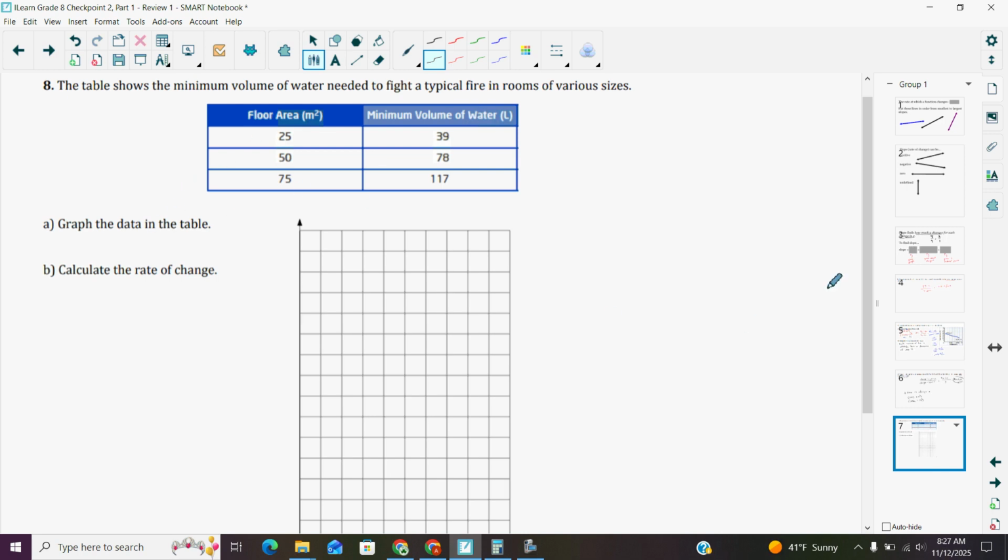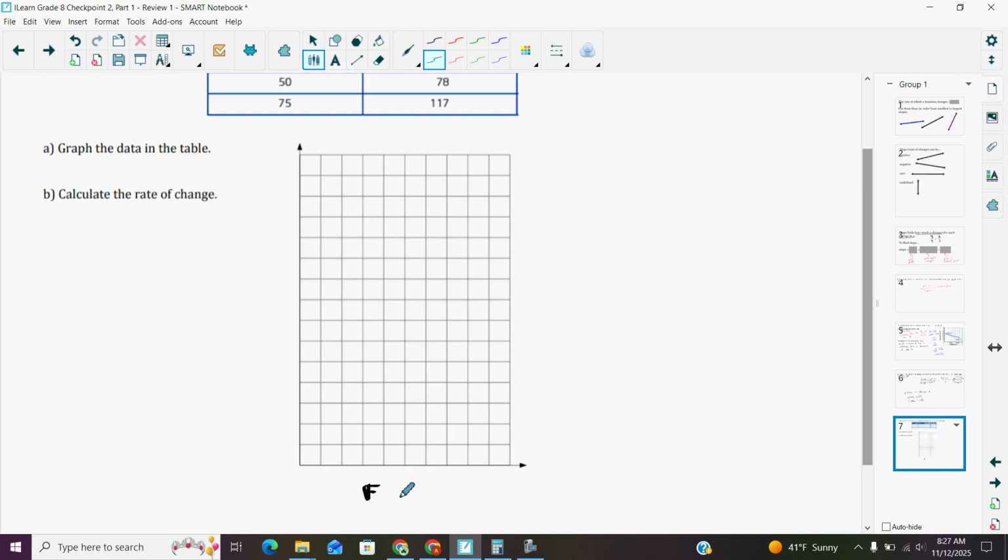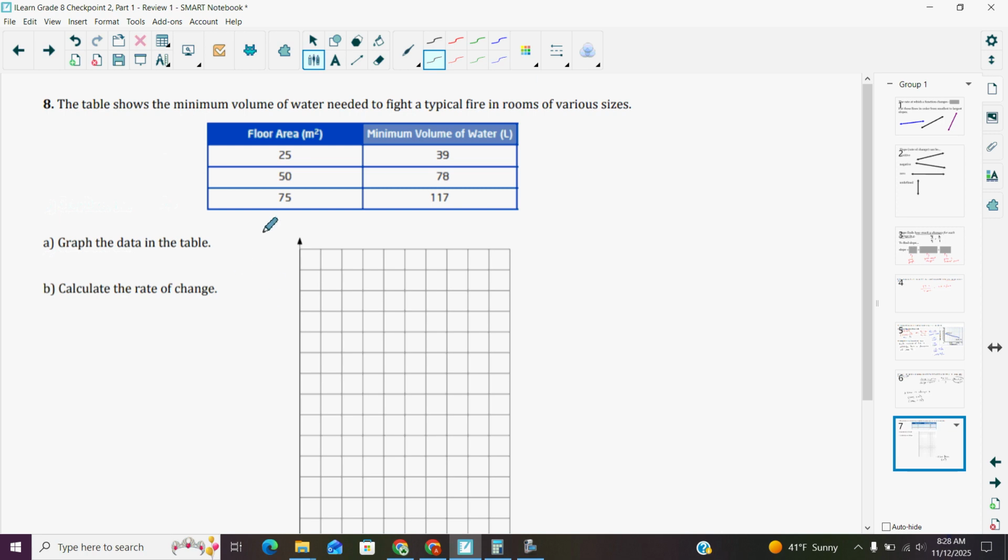It asks us to graph the data. Notice the amount of water we need depends upon the floor size. This is my independent variable, floor area measured in square meters. I'm going to label the x-axis as such. Floor area measured in square meters. My vertical axis is minimum volume of water, measured in liters.